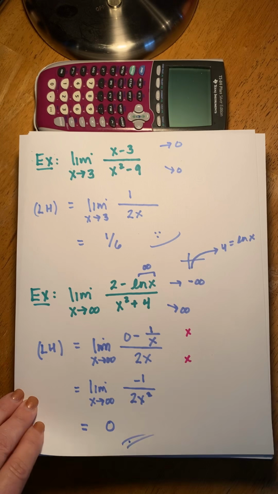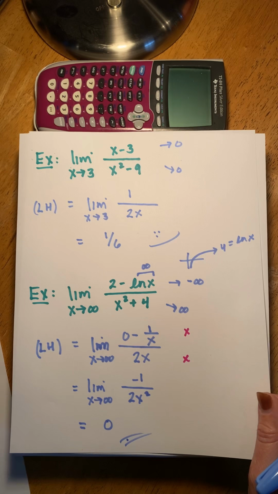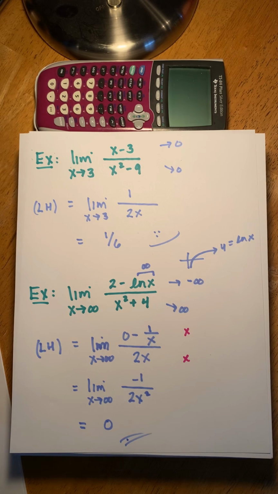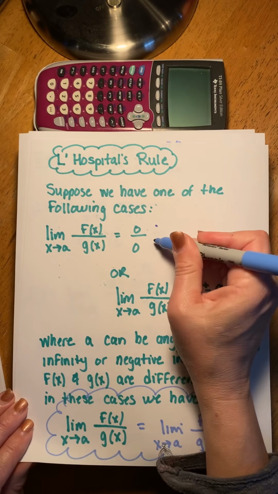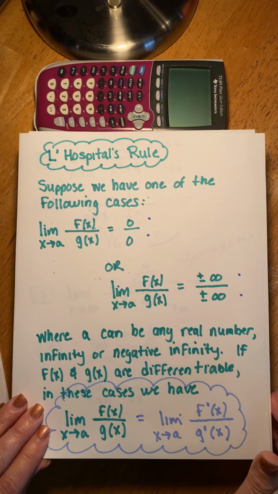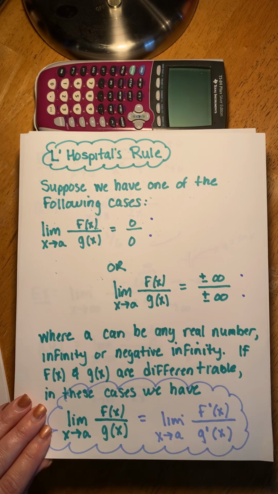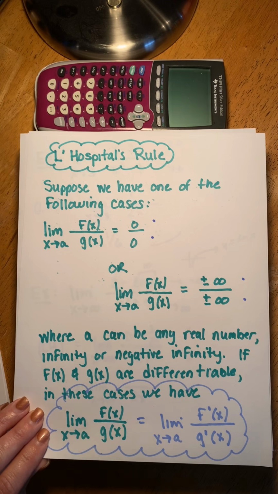All right, so that is examples of 0 over 0, infinity over infinity. Take the derivative of the top, the derivative of the bottom. So again, keep in mind what L'Hopital's rule says. We have to have something of the form 0 over 0, or infinity over infinity. One can be positive, they both can be positive. One can be negative, they both can be negative. Only in these cases are we allowed to use this quotient and take the derivative of the top and the bottom.